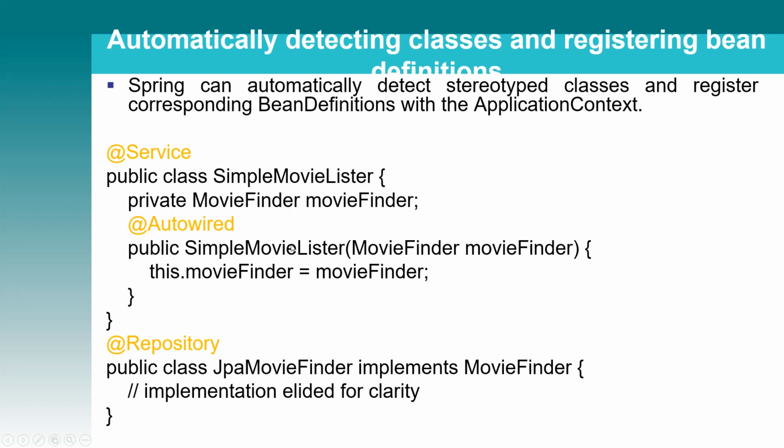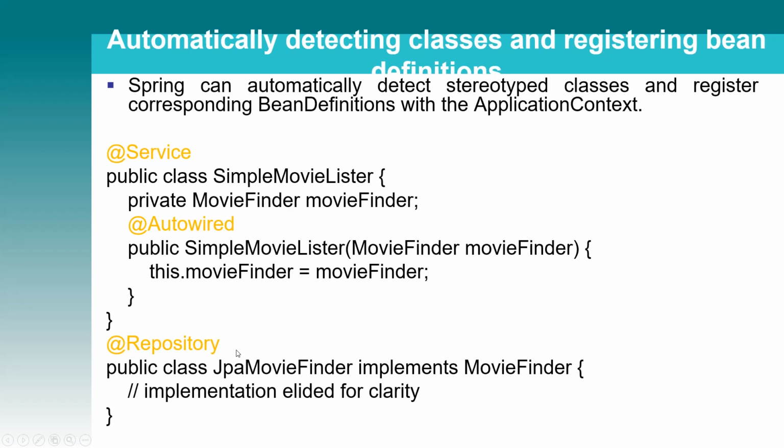Autowiring is by default by type. What that means is Spring is going to look at the type of the argument, in this case MovieFinder, which is an interface. So Spring is going to think, do I have a bean of type MovieFinder? And whichever bean implements that interface, it's going to take that bean and inject it by invoking this constructor with that bean as an argument. So it's going to do the dependency injection by invoking the constructor or setter, or by directly injecting it into the field. So this is how you can use annotation-based configuration.